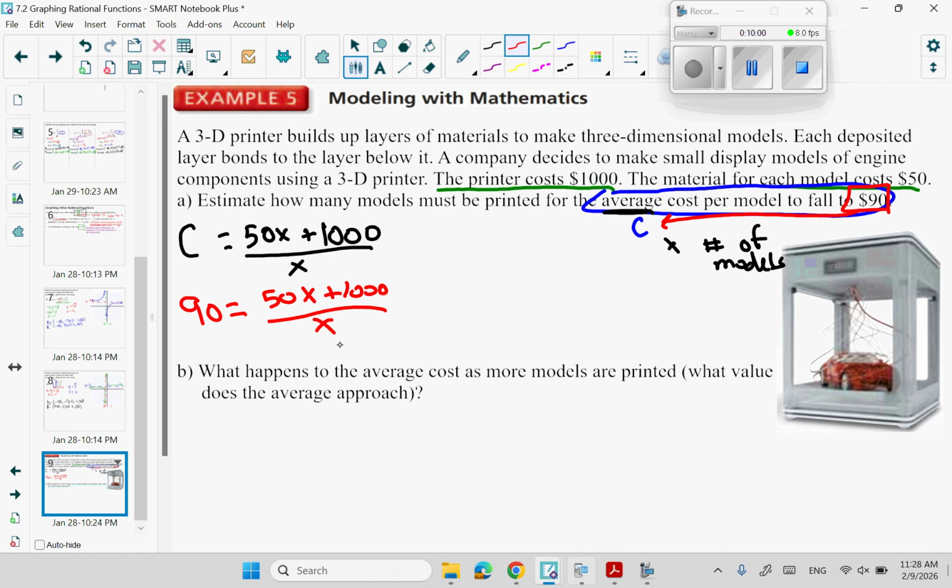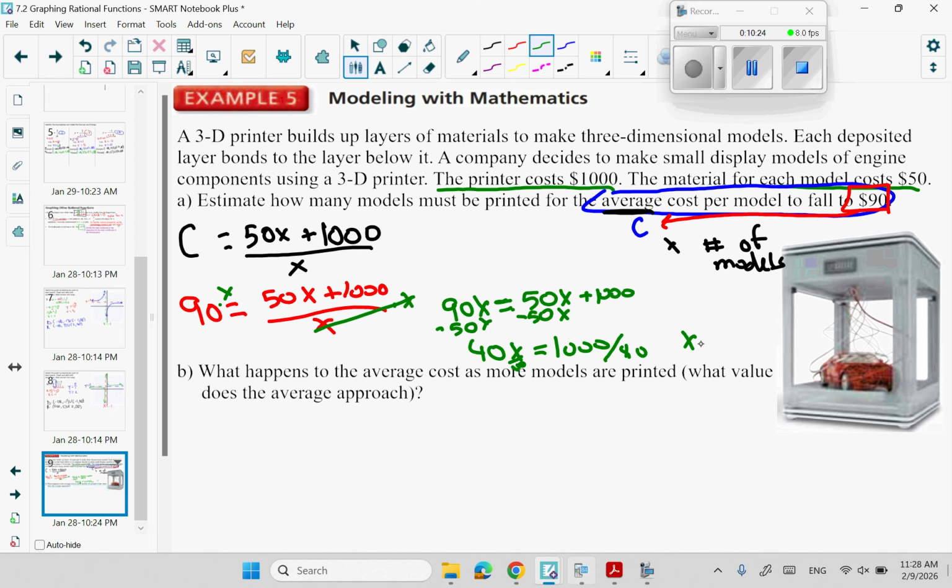And from here, I'm going to solve. The first step is I'm going to multiply both sides by x. So I get 90x equals 50x plus 1,000. I can subtract 50x from both sides to get 40x equals 1,000, and I can divide both sides by 40. So x would equal 25. I would need to make 25 models for the average cost to be $90.